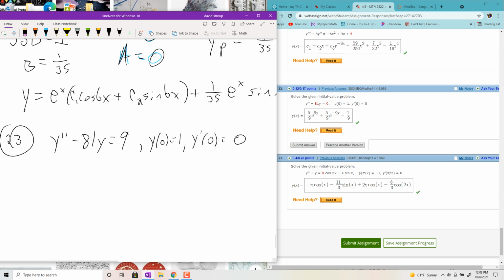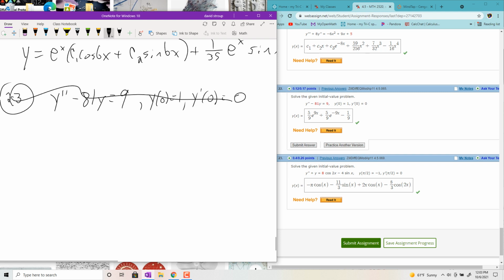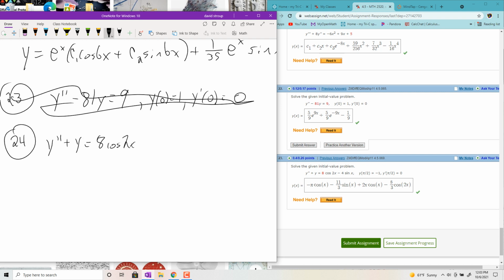Whoops, wrong one. I want to do 23. That was 22. That one actually looks easy. Well, relatively easy. Y double prime plus y equals 8 cosine 2x minus 4 sine of x. Y of pi over 2 is -1. Y prime of pi over 2 equals 0.